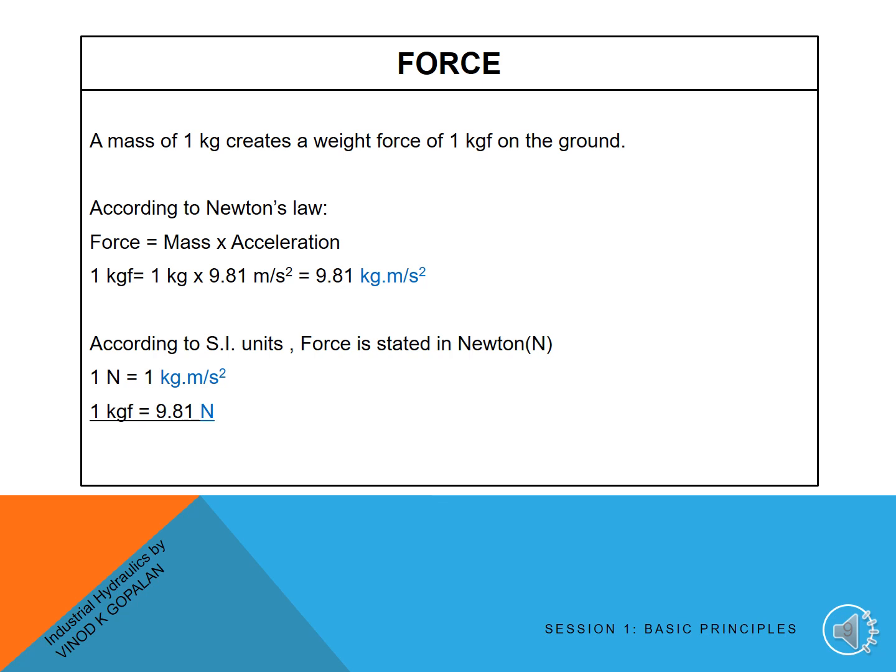Now, let us understand some basic terms in hydraulics. Force. A mass of 1 kg creates a weight force of 1 kg on the ground. According to Newton's law, force is equal to mass into acceleration. 1 kg is equal to 1 kg into 9.81 meter per second square, that is equal to 9.81 kg meter per second square. According to SI units, force is stated in Newton. 1 Newton is equal to 1 kg meter per second square. Therefore, 1 kg is equal to 9.81 Newton.